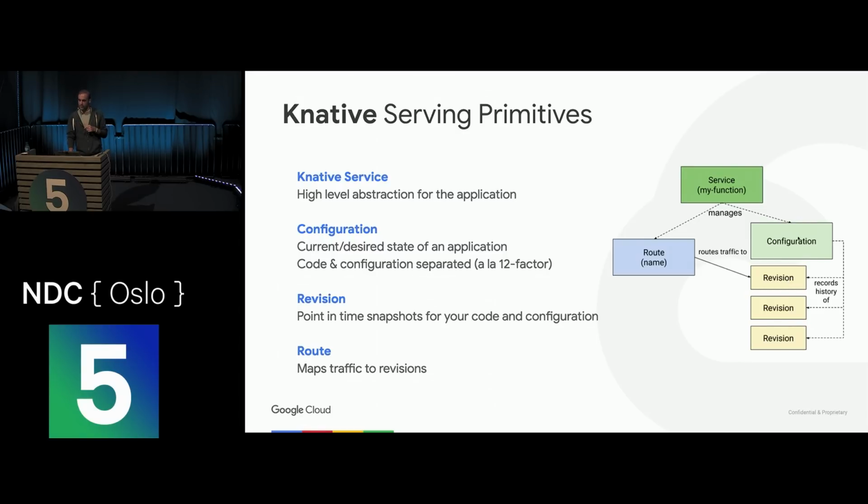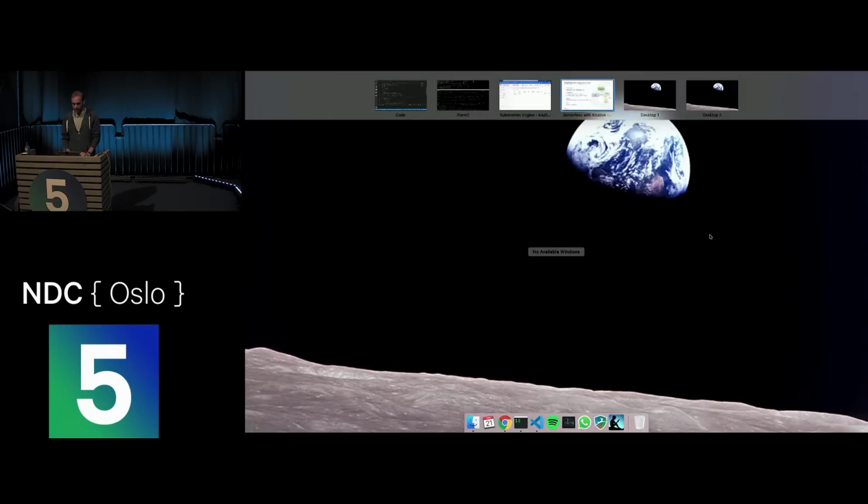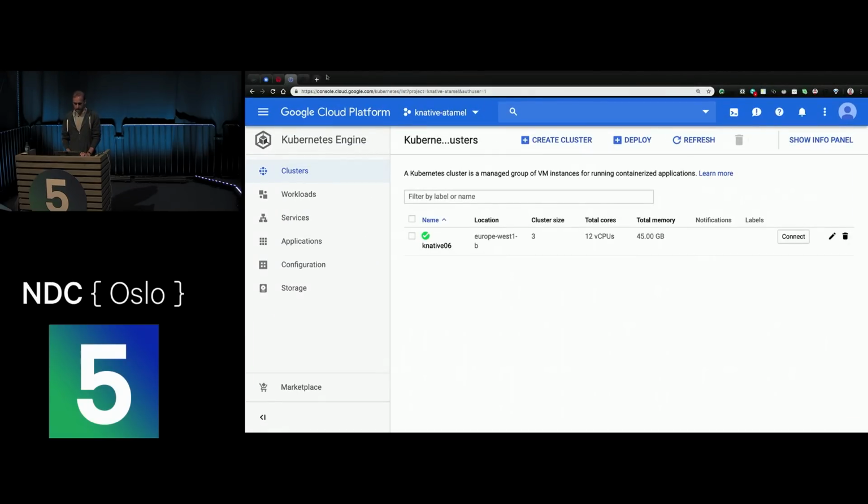Now, if you change anything about the configuration here, like changing the image or changing the environment variable, it will create a new revision, and it will point the route to that revision, right? But you can also set rules here in the middle so that you can do traffic splitting. So the primitives of Knative serving are that service, configuration, revision, and route that points to the revision that you want. So let's take a look at some examples of this.